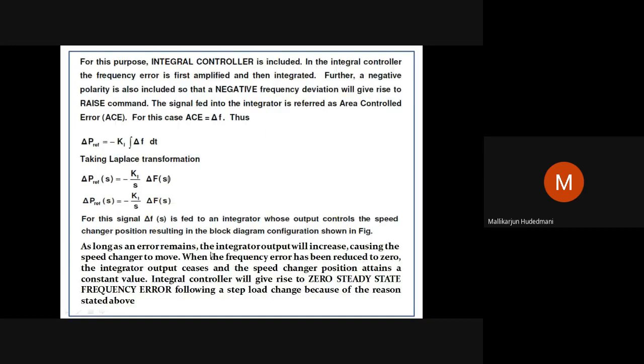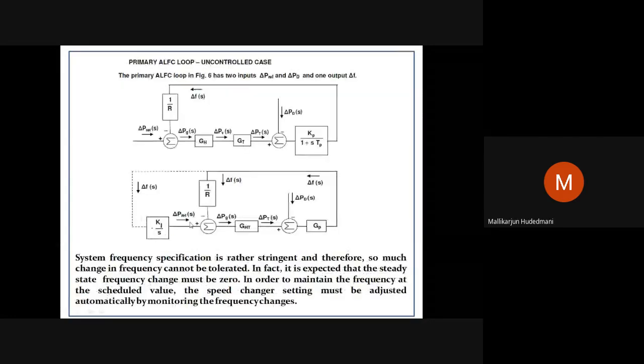As long as an error remains non-zero, the integrator output will increase. It keeps on increasing, causing the speed changer to move. When the frequency error has been reduced to zero, the integrator output ceases and the speed changer position attains a constant value. It means this speed changer point, which is to be controlled, when the error becomes zero here, automatically this integral controller will stop its function. This becomes a steady value which will be acting for the primary loop. That is the meaning of that.